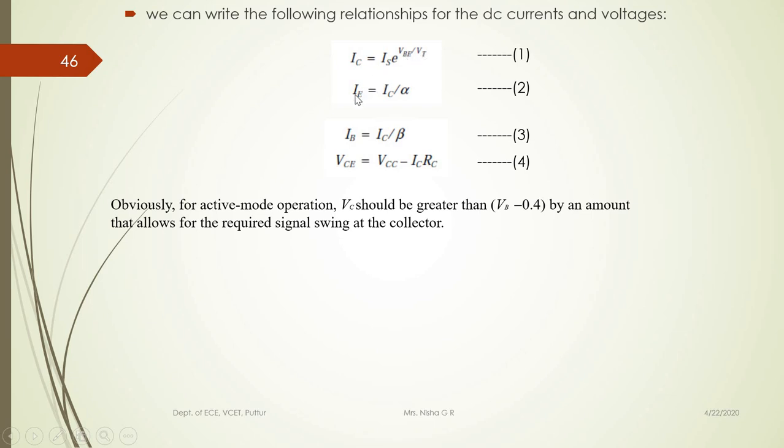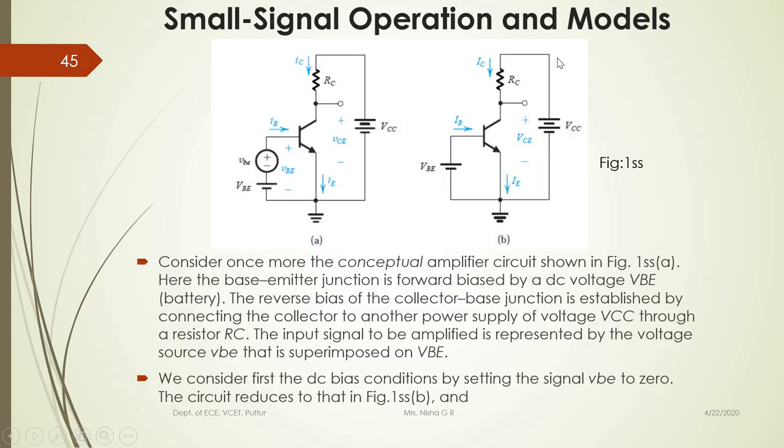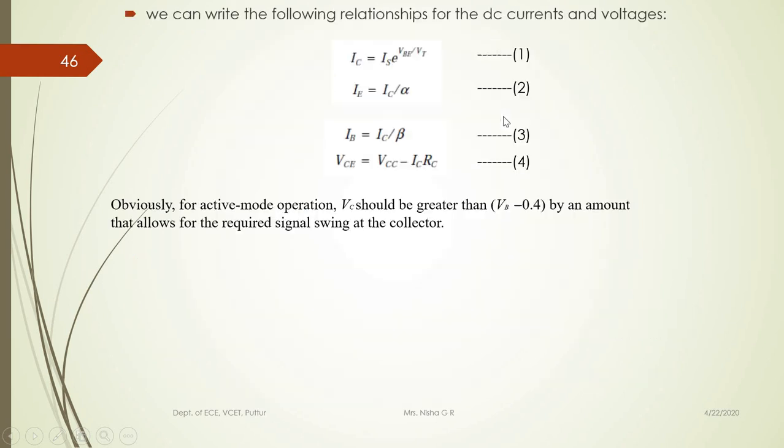I also know the emitter and collector current relation: IE equals IC by alpha, or alpha is equal to IC by IE, and beta is equal to IC by IB. Then the output voltage, applying KVL for the output loop, will be VCC minus ICRC minus VC, or I can write VC equals VCC minus ICRC. That is what is given here.